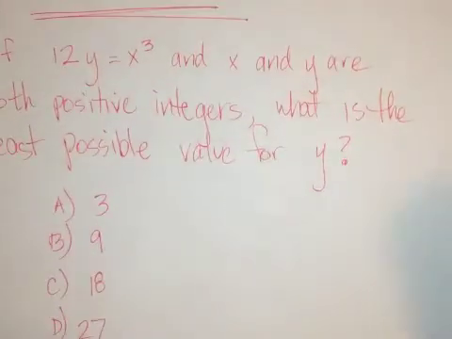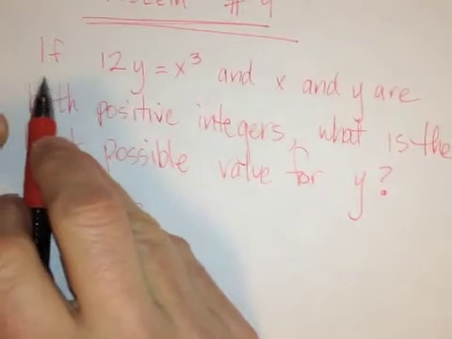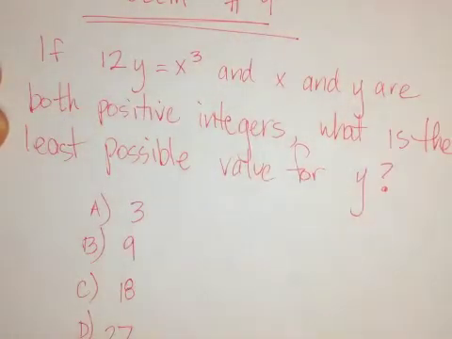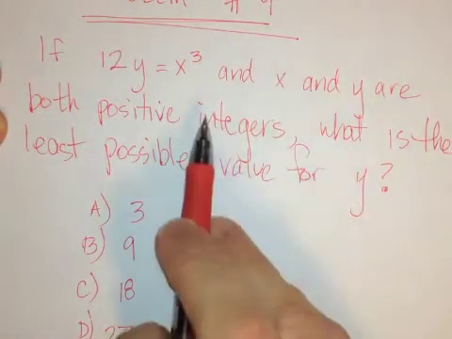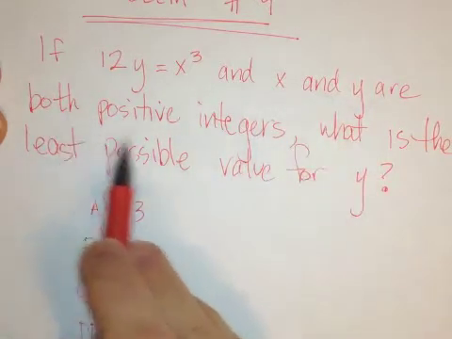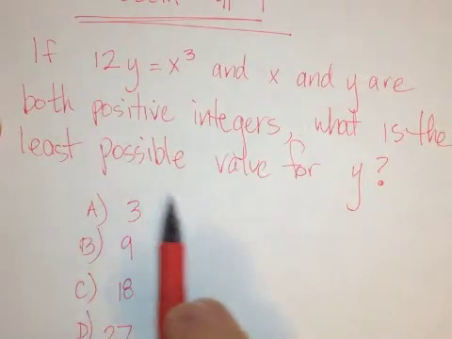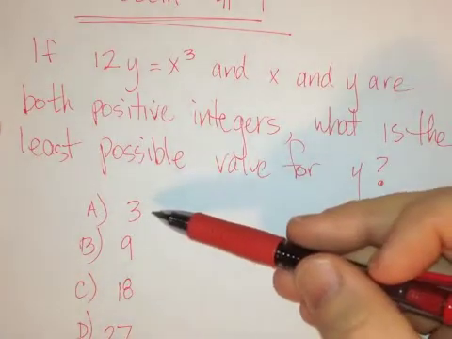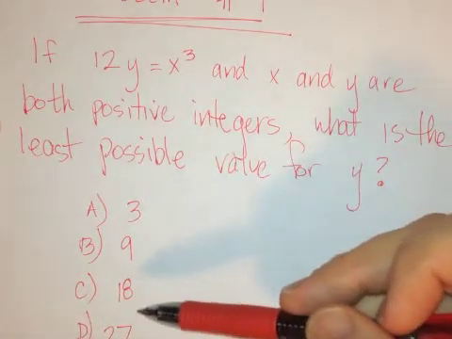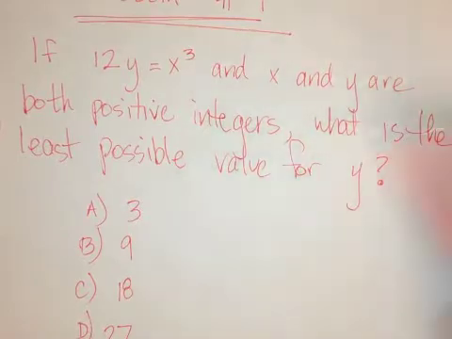So here's our question. If 12y equals x to the third, and y and x are both positive integers, what is the least possible value for y? And we have some choices: 3, 9, 18, 27, 64.